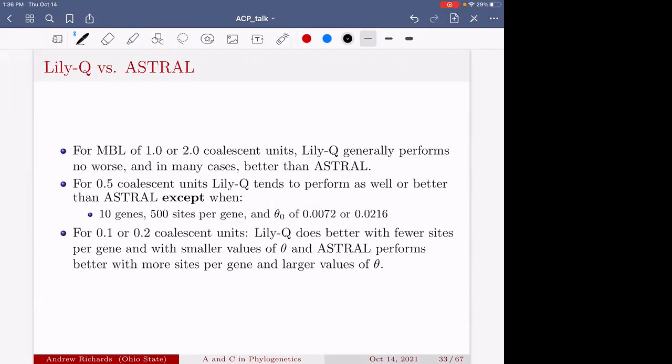Astral outperformed for some settings, Lily Q for others. For shorter branch lengths, Lily Q did better when the length of those recombination-free loci was really short, or when the population parameter was low. Astral did better with longer gene lengths and larger values, so more mutation. Astral tended to do better.